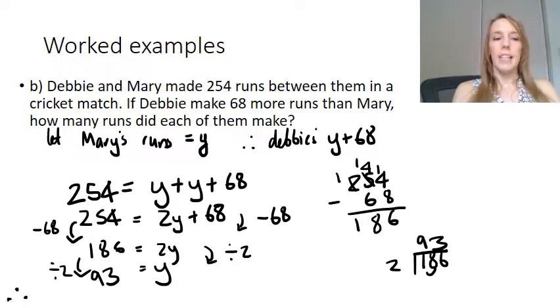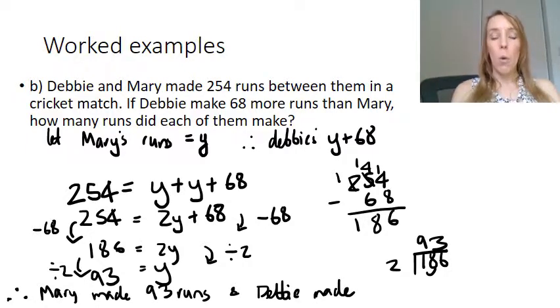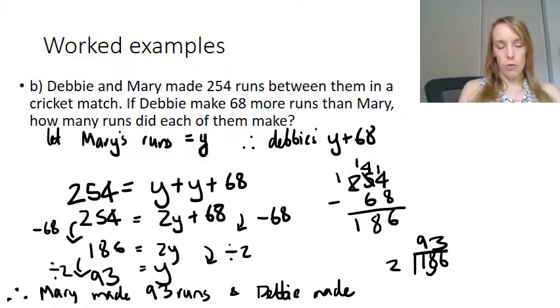So it's asking us how many runs did each of them make. So therefore, Mary made 93 runs and Debbie made, so Debbie made 68 more than Mary, so we've got to do 93 plus 68.